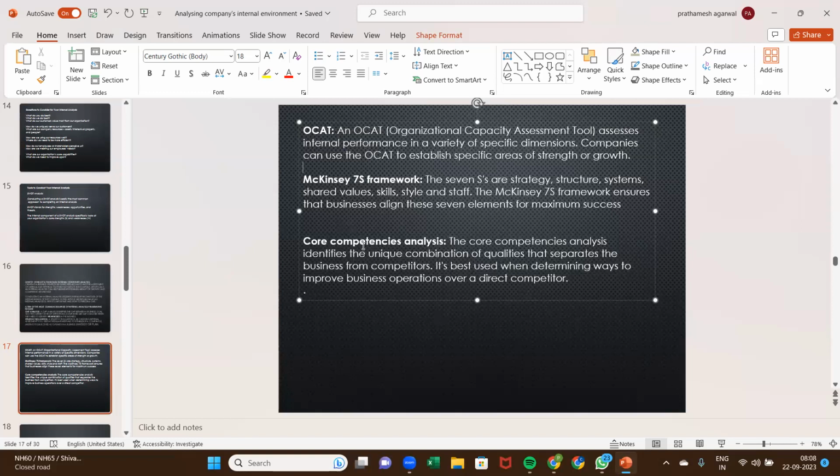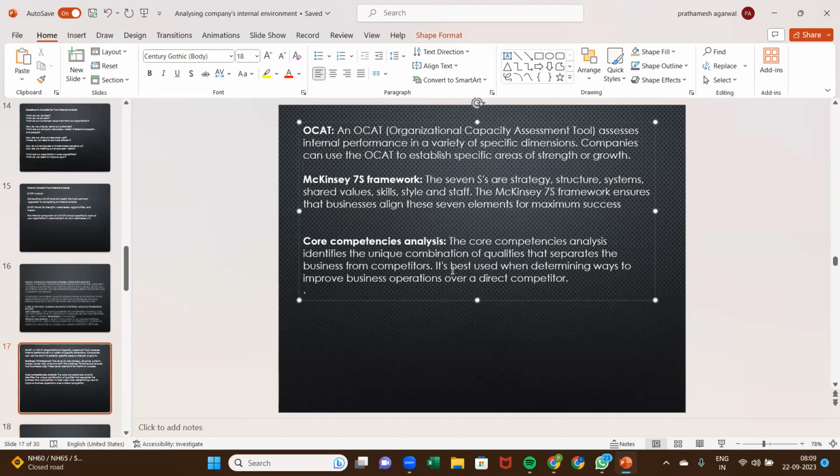Then we have core competency analysis. The core competencies analysis identifies the unique combination of qualities that separates the business from the competitors. Like, what is your core competency? Like you are a finance person or you are a business analysis person.